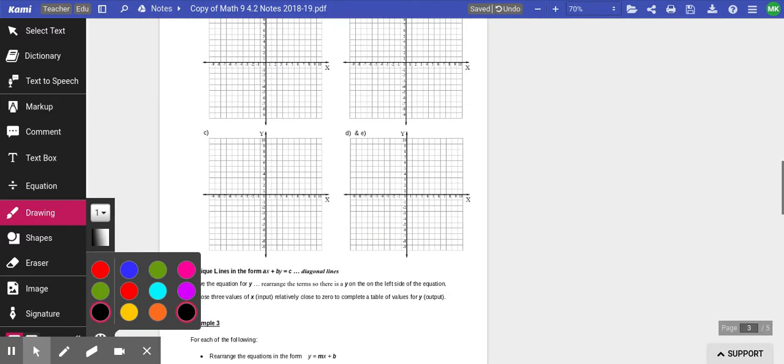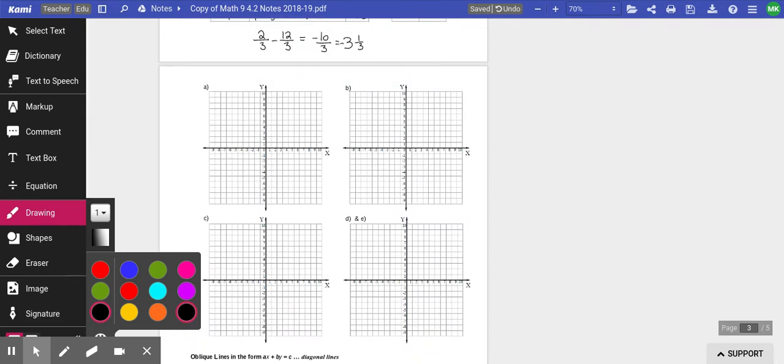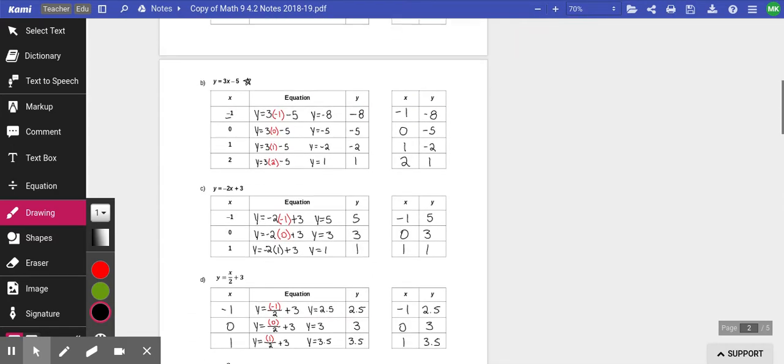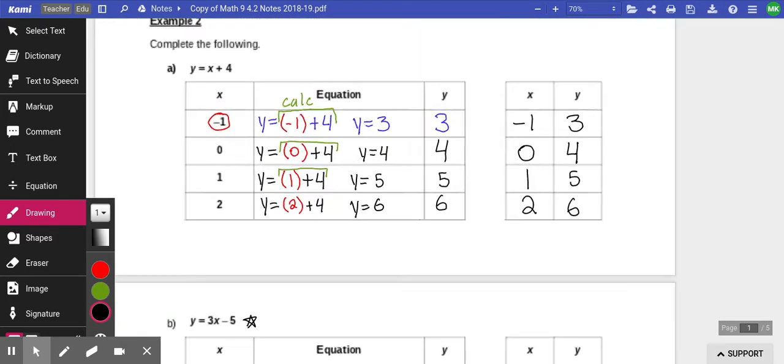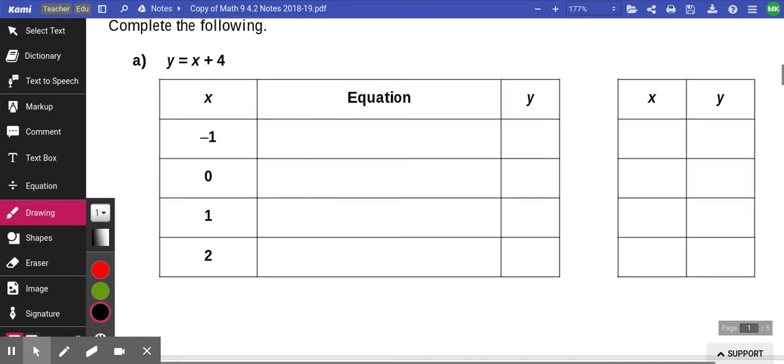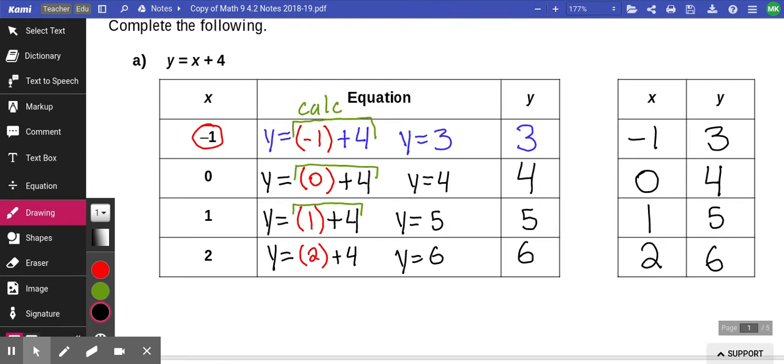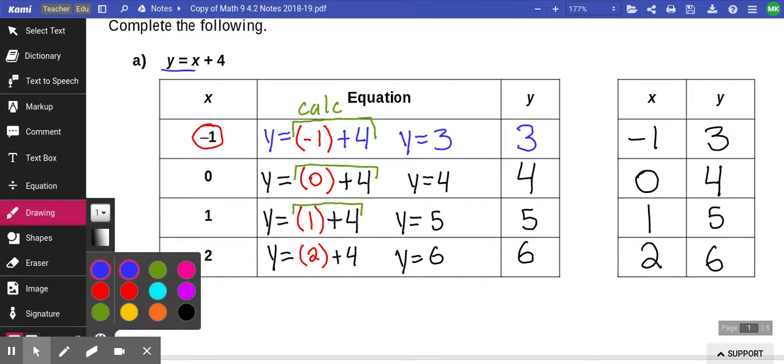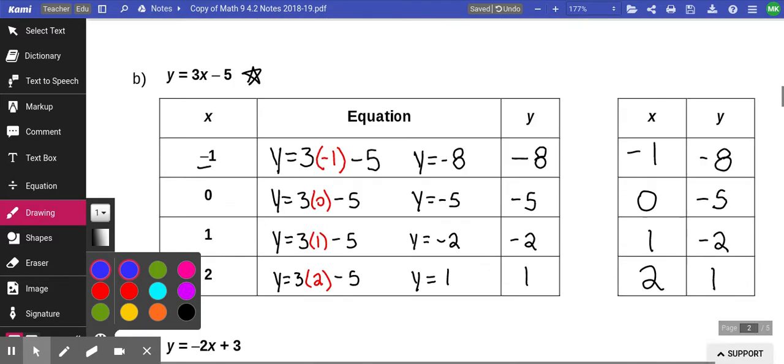We are going to try to graph these. So we're going to go back to A. We created this nice table of values for A. This table of values represents this line right here, or this equation. So we're going to graph these points: -1, 3, 0, 4, 1, 5, and 2, 6. So we're going to go graph those points.